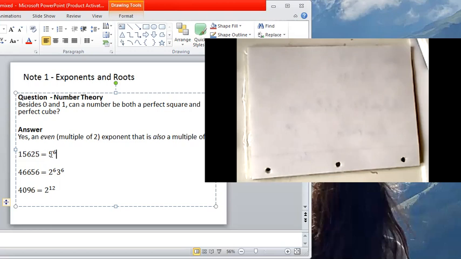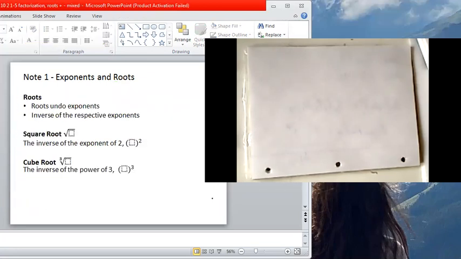So you can put any positive number down here for the base, like the 5. And as long as you have a 6 or a 12 or an 18 up there, the numbers you get will be both a perfect square and a perfect cube. Congratulations, that's your first number theory fact.